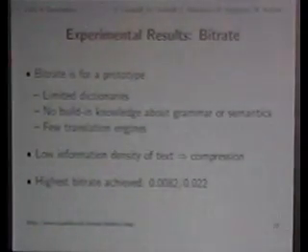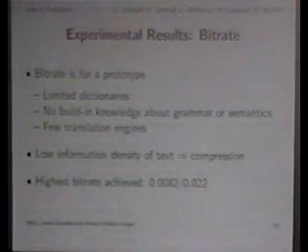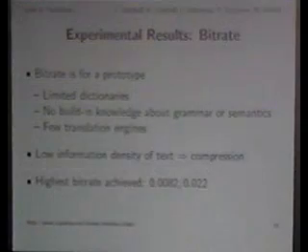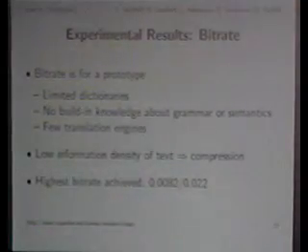So what we've done so far is we have a prototype implementation, and that of course means we have limited dictionaries. We did not write anything that would give us knowledge about grammar or semantics of a language, and we only have a couple of translation engines available to us. Still, what we get is a bitrate of something like 0.082 bits per bit transmitted. Now this is for normal text. If I just gzip the text, I get a much better bitrate, which is 0.022, which is a bit more in line with if I take a PNG or JPEG image and hide something in it.